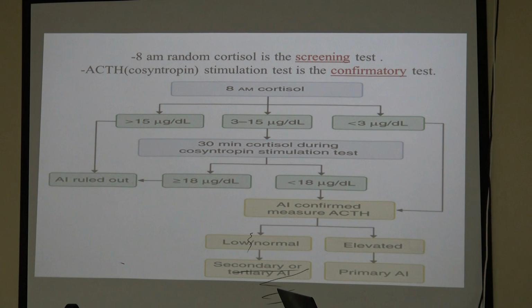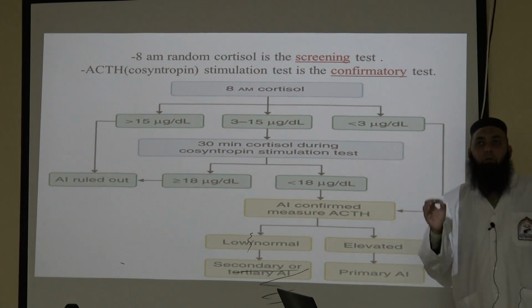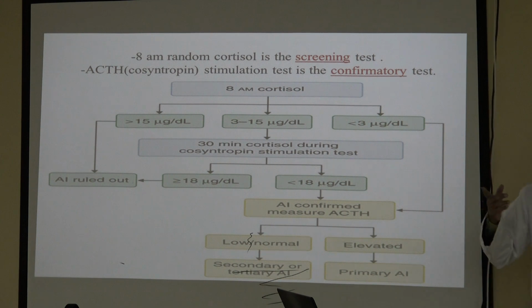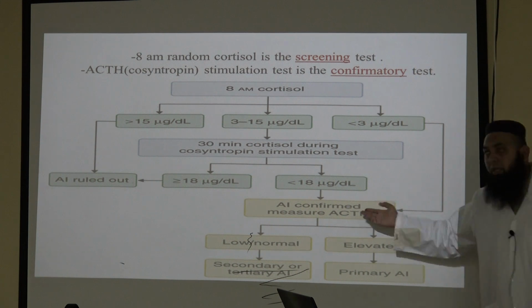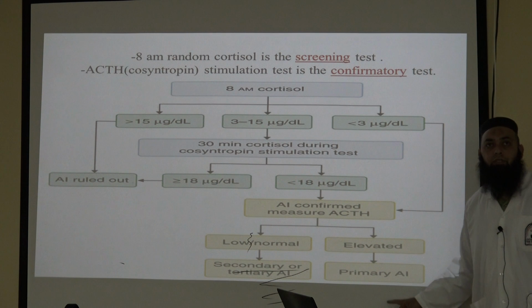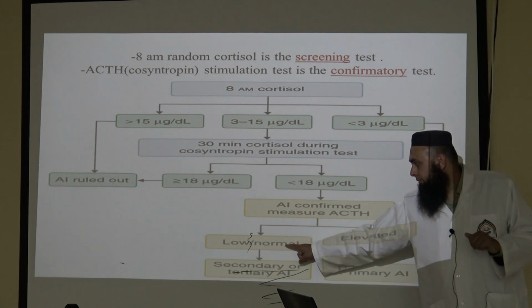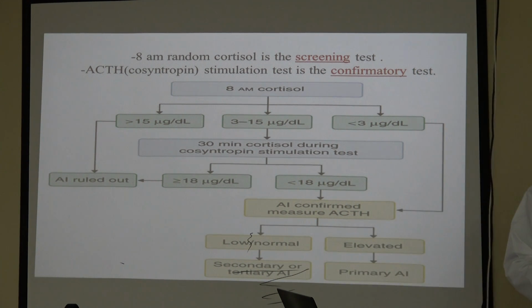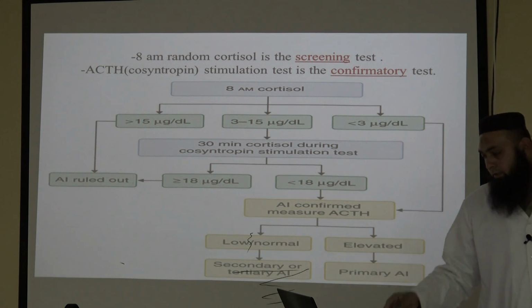Are you getting it? Till here we have confirmed the problem that cortisol is not being produced. The body is not producing cortisol. Why? What is the reason? It can be a problem of the pituitary or hypothalamus or adrenal. We have to differentiate, so we measure ACTH. If ACTH is high, this is functioning all right. So it is primary adrenal insufficiency, the adrenal is the problem. If it is low or normal, it is secondary or tertiary, meaning the problem is somewhere here. It's not producing enough ACTH to produce the cortisol.